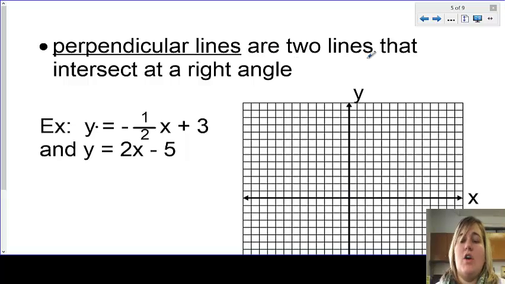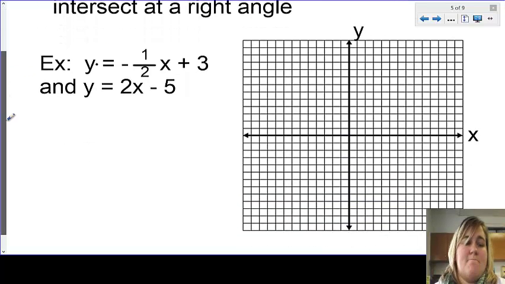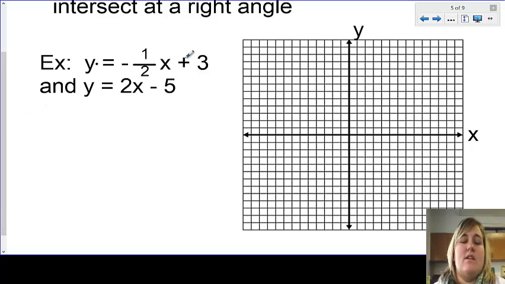Perpendicular lines are two lines that intersect at a right angle, okay? So, they want us to graph these. So I'm going to start with +3 on the y, 1, 2, 3. From there I'm going to go -1, which is down 1. So I'm going to go down 1, run 2.